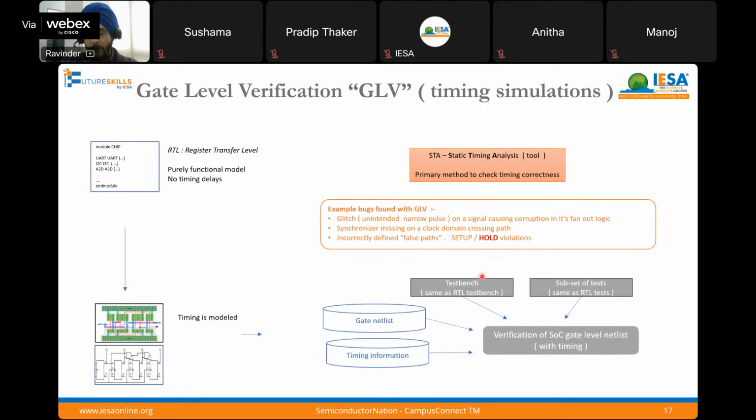So what is the flow? For gate level, we take the same test bench as RTL. We take a subset of the tests. We don't run all the tests on gate level, just a subset to get enough confidence. The gate level netlist comes from the backend, the layout database, and the timing information also comes from the layout database. That is then simulated and checked with those tests. We refer to this as timing simulation of the gate level netlist, and some of the issues can be caught here.